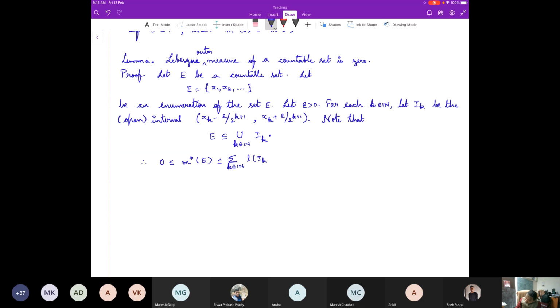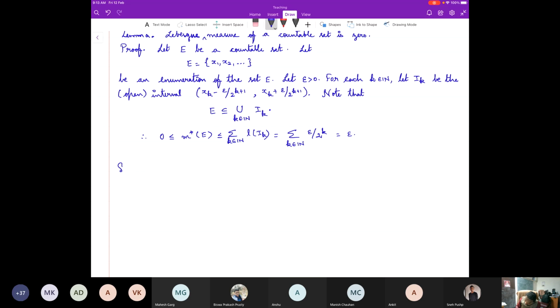Length of Ik. But then these lengths of Iks, how did we define? Well, the length of Ik is epsilon upon 2 raised to the power k. So now you can notice that this is going to be just epsilon. Fine.